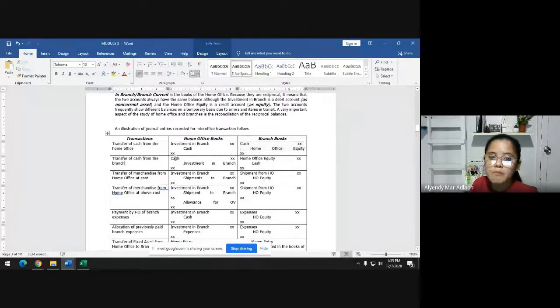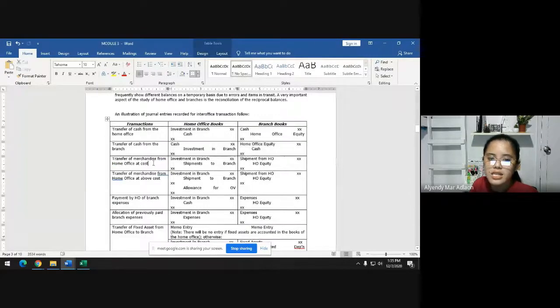So pwede nga mag-remit na si branch. So pabaliktad na po: debit, cash, credit, investment in branch; debit, home office equity, credit, cash. Okay, transfer of merchandise from home office at cost. Okay, so naa tay duha, at cost and above cost. So kung at cost na siya, debit, investment in branch, credit to shipments to branch. Okay, kana ni siyang merchandise nga gi-deliver from home office to the branch. On the part of the branch, so mo increase po the home office equity, and then on the part of the branch, that would be a debit to shipments from home office. Okay? Shipments to branch, shipments from home office.